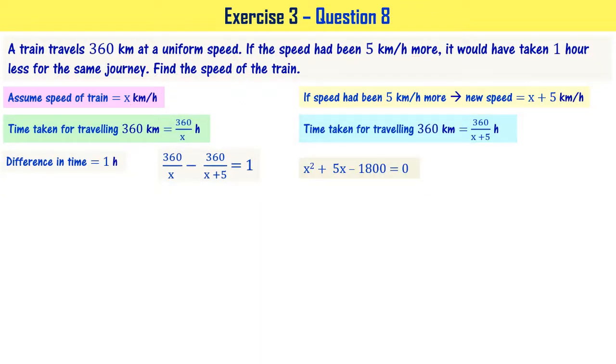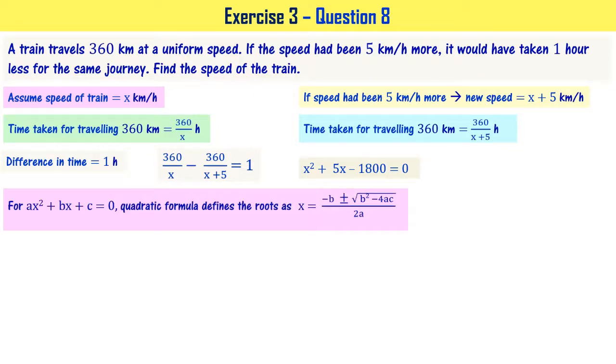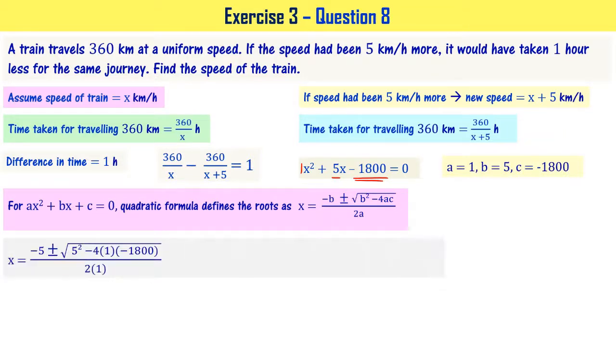Let's get that. For that, we are going to make use of the quadratic formula. In this particular case, a is going to be 1, b is going to be 5, and c is going to be minus 1800, right? Let's substitute them into the quadratic formula so that x can be written as minus 5 plus or minus square root of 5 square minus 4 times 1 times minus 1800, divided by 2 times 1, right? That is going to be equal to minus 5 plus or minus, this 5 square is 25 plus 7200. This 7200 is minus 4 times minus 1800, right? That is plus 7200. 2 times 1 is 2.